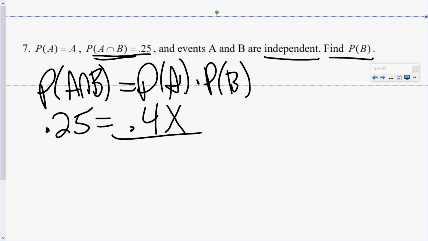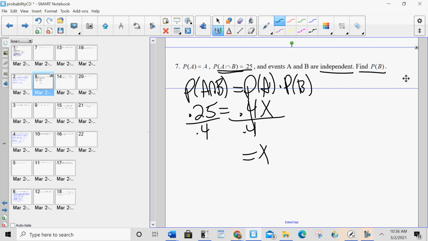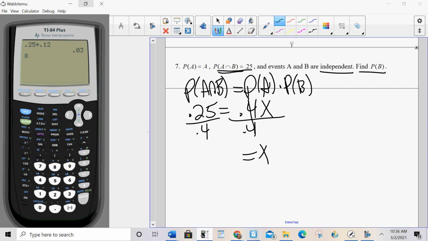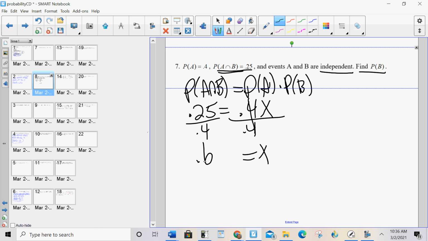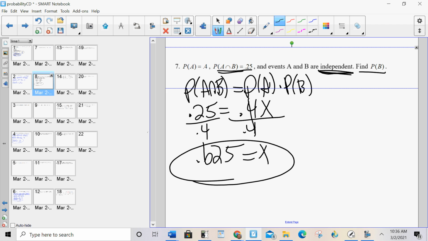So to solve for X, I do a little bit of algebra. I divide by 0.4. 0.25 divided by 0.4 is 0.625. And that's my answer. When you talk about independent, use the independent formula.